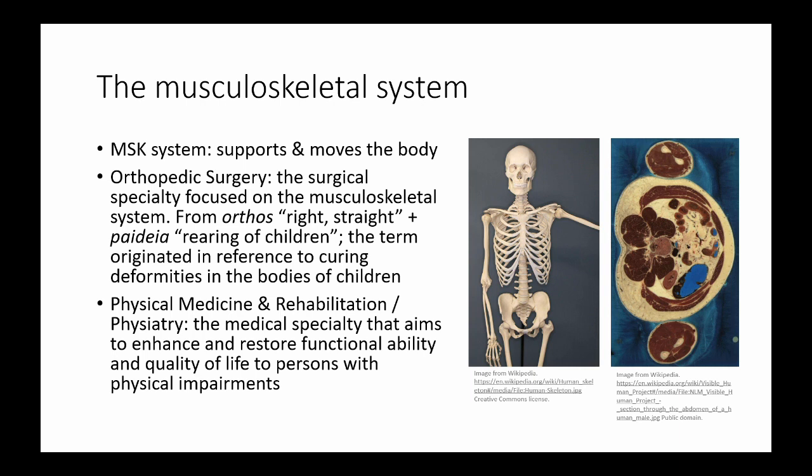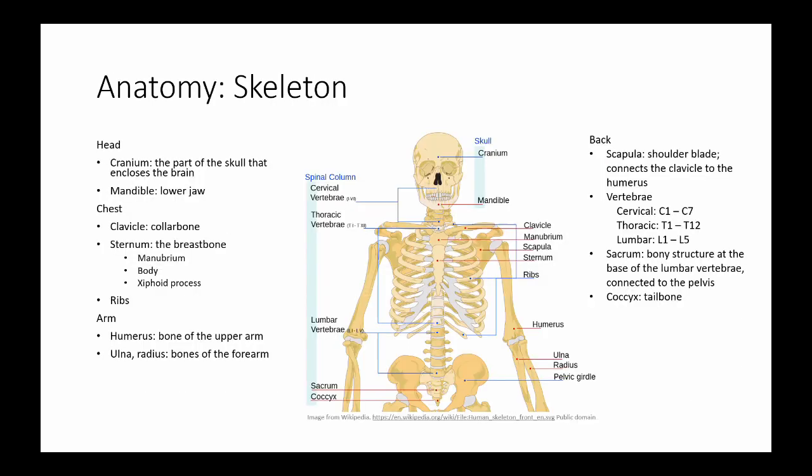Physical medicine and rehabilitation, also called physiatry, is a medical specialty that aims to enhance and restore functional ability and quality of life to persons with physical impairments. Now we'll briefly review the anatomy of the musculoskeletal system.